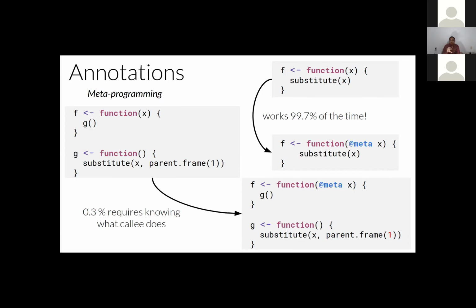So imagine that g could be in another package, and the next version of the package removes the call to substitute inside g, and the annotation will go stale. So this setup is very brittle, but fortunately this happens only 0.3% of the times. So perhaps we can live with it. And this is the current state of affairs in this project. We are modifying the R parser to support annotations and working on an algorithm to infer laziness signatures for functions.